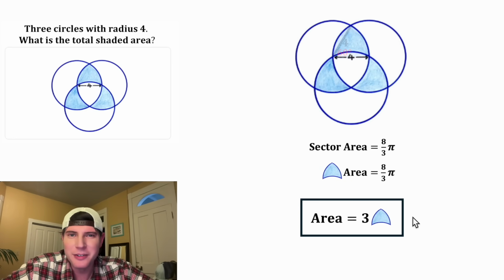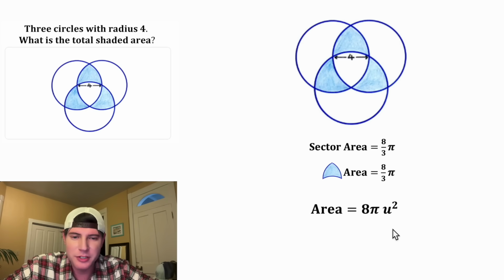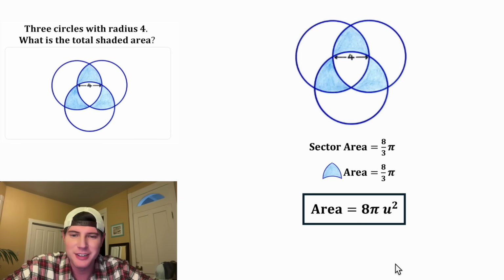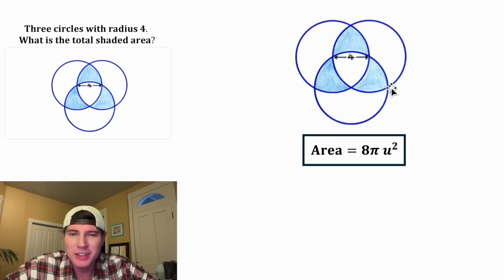And now I think we're ready to find the area. In the place of this region, we can plug in 8/3 pi. The 3 on top and the 3 on bottom can cancel each other out. So we're left with 8 pi. Let's give it a label of square units and put a box around it. This is the answer to our question. In this given diagram, the total shaded area is equal to 8 pi square units. How exciting. And I just realized something.